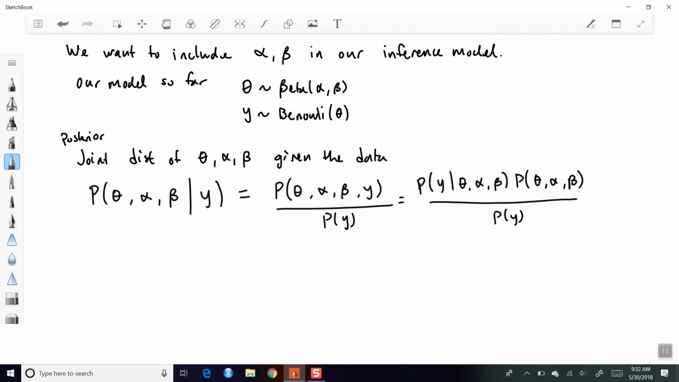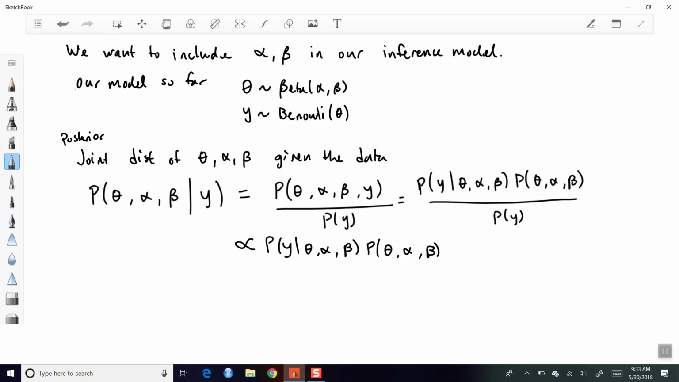Okay, and so I'm just going to look only at the top here. So we've got the probability of y given theta, alpha, and beta times the prior of theta, alpha, and beta, right? So I'm just taking the numerator. We're just going to say it's proportional to this. All right, let's think about what our y is.